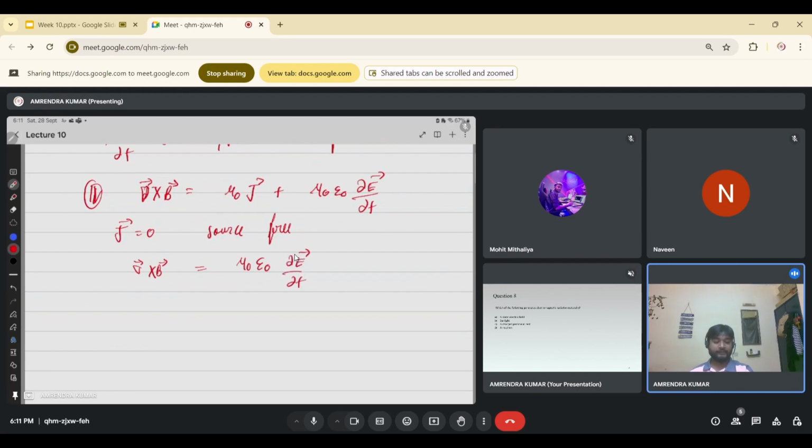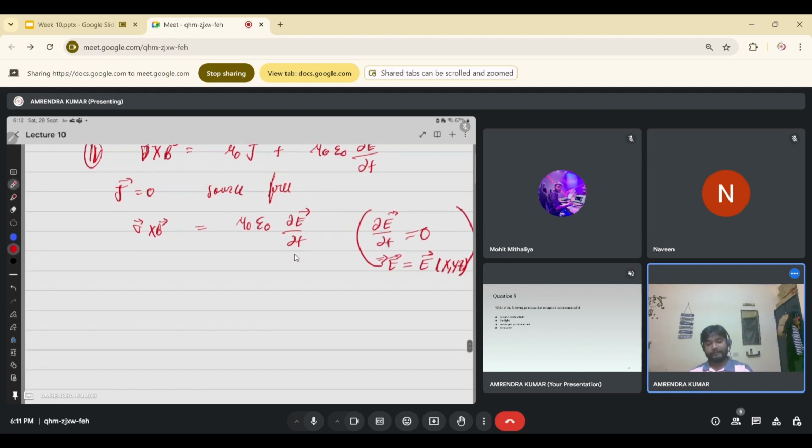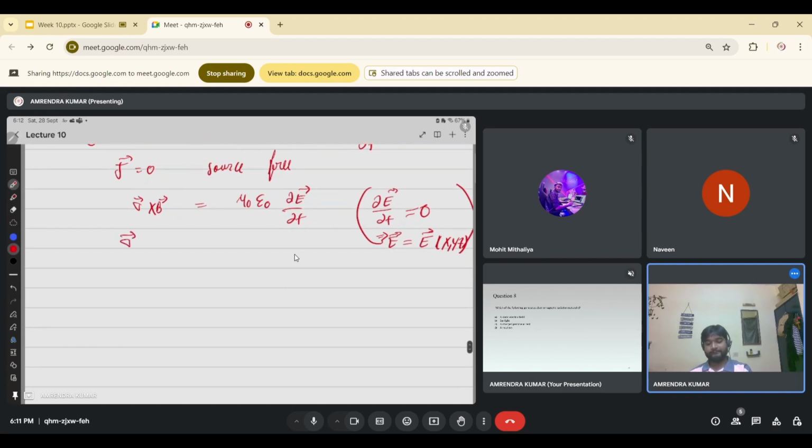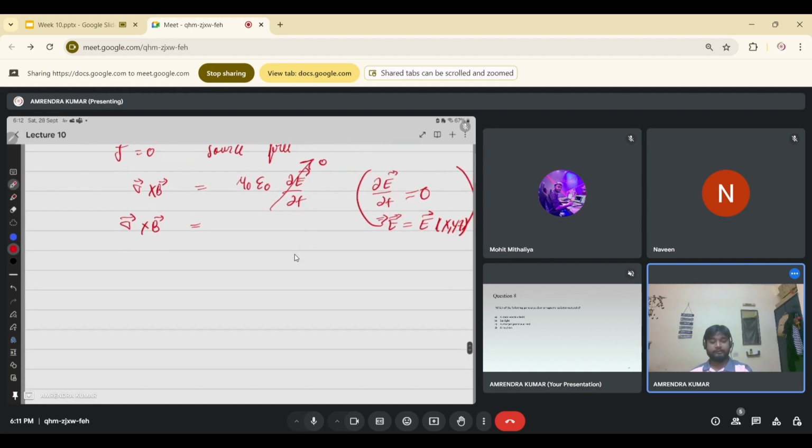But if del E over del t is equal to zero, then E is constant, a function of x, y, z but not of t. So this is constant, and del cross B is zero.